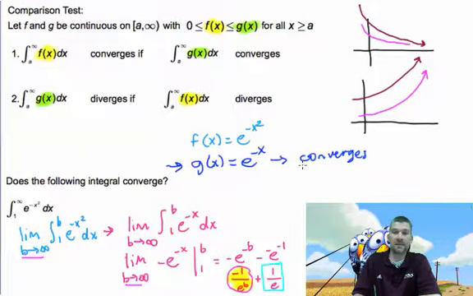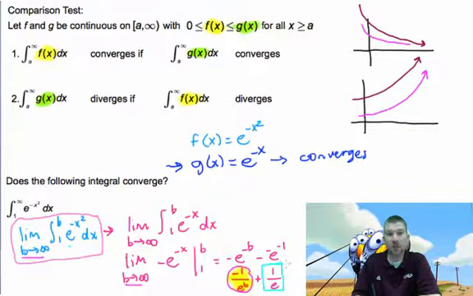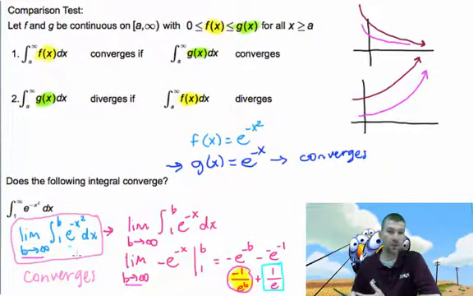So since this guy converges, the f of x part also converges because it's smaller than the one we checked. So we would say that this integral converges to a specific number. And that's all you do for the comparison test. It really is just that easy.